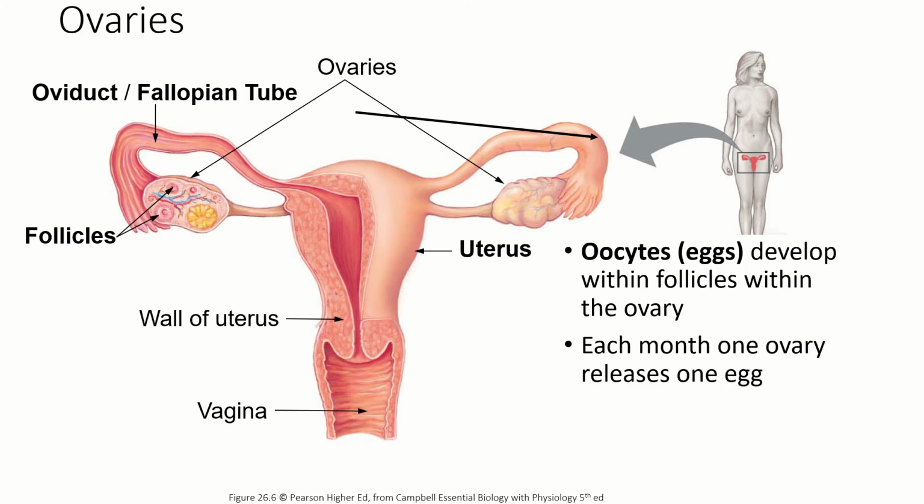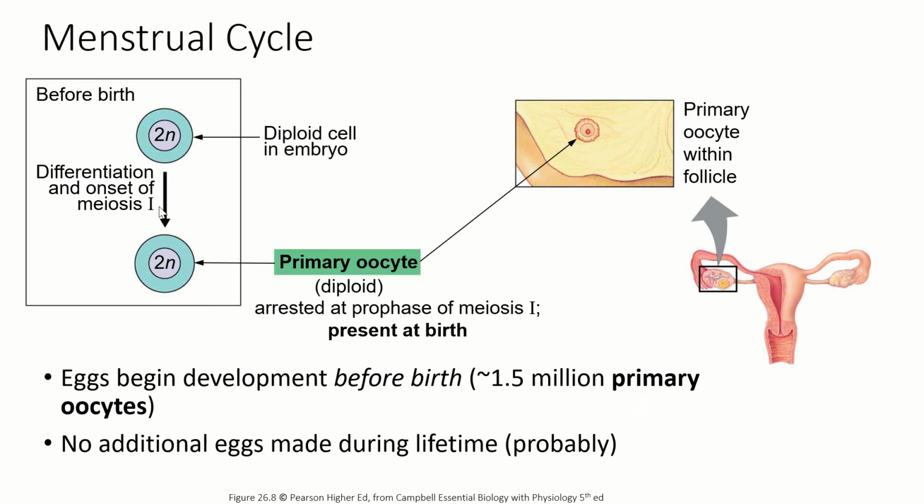So you know the anatomy of the female reproductive system. Let's talk about what happens inside the uterus and the ovaries during the menstrual cycle. All right, so you remember that the oocytes, what'll grow up to be eggs, develop inside these structures called follicles, which are inside the ovary. These are multicellular structures, so lots and lots of cells surrounding the little oocyte.